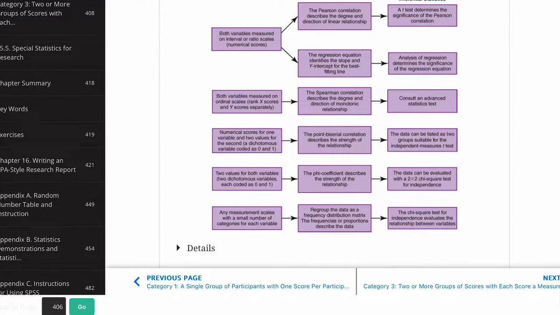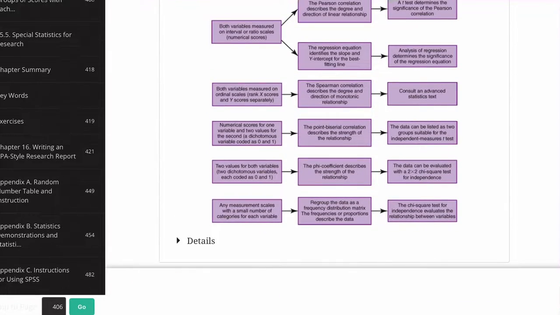If one is numerical and one is nominal, it can be listed as two groups suitable for a t-test, and there are other ways you could do that as well, again in more advanced statistical texts. If they're both nominal, they can be evaluated using a 2x2 chi-square test for independence. And if you regroup the data and do that chi-square, you can do that for really any measurement scales. That's what that bottom one is saying. So that is for category 2 data.